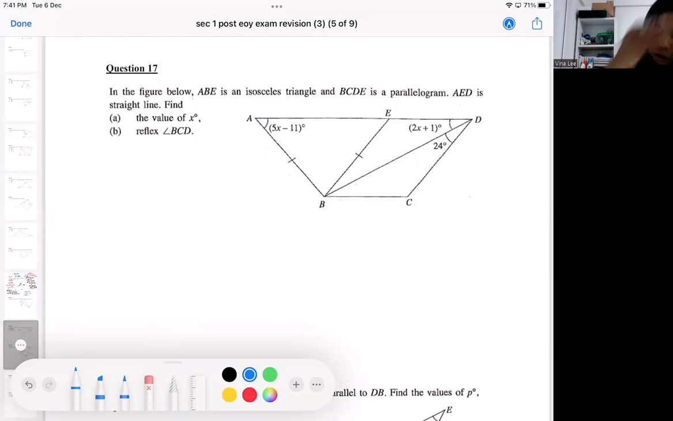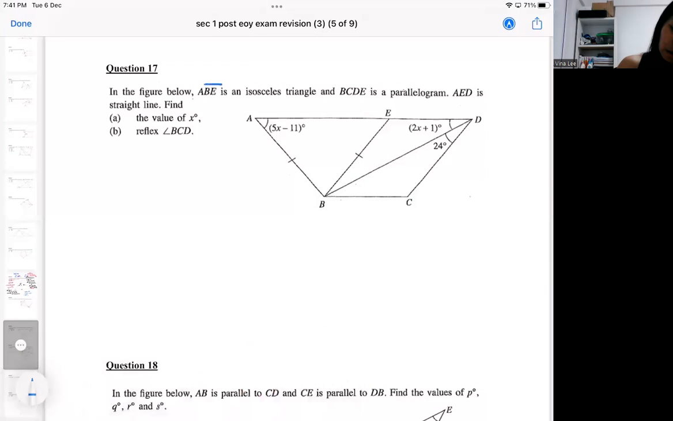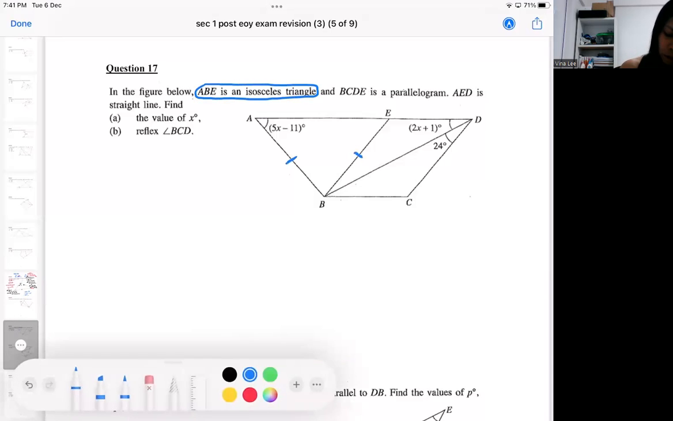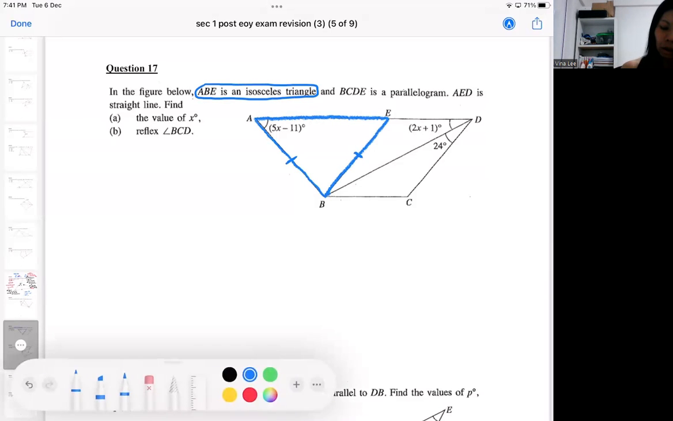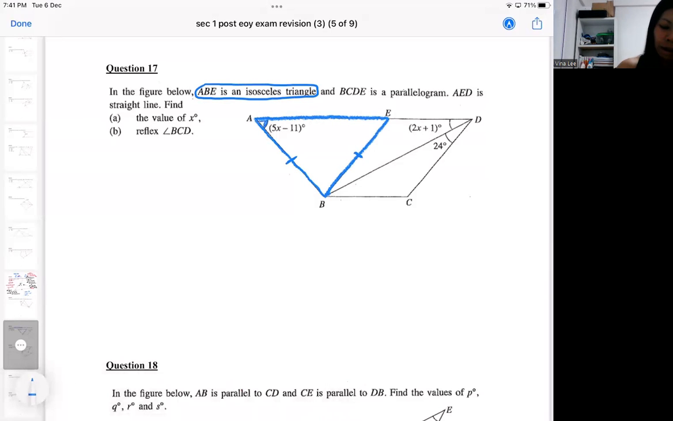For example, for question 17, we've got an isosceles triangle. It will be good if you can have some colors. Before you answer the question, don't be in a hurry. Observe the property first. Right now I read that it is an isosceles triangle, and the idea of an isosceles triangle means the two base angles are the same. So these two angles will have the same algebra.